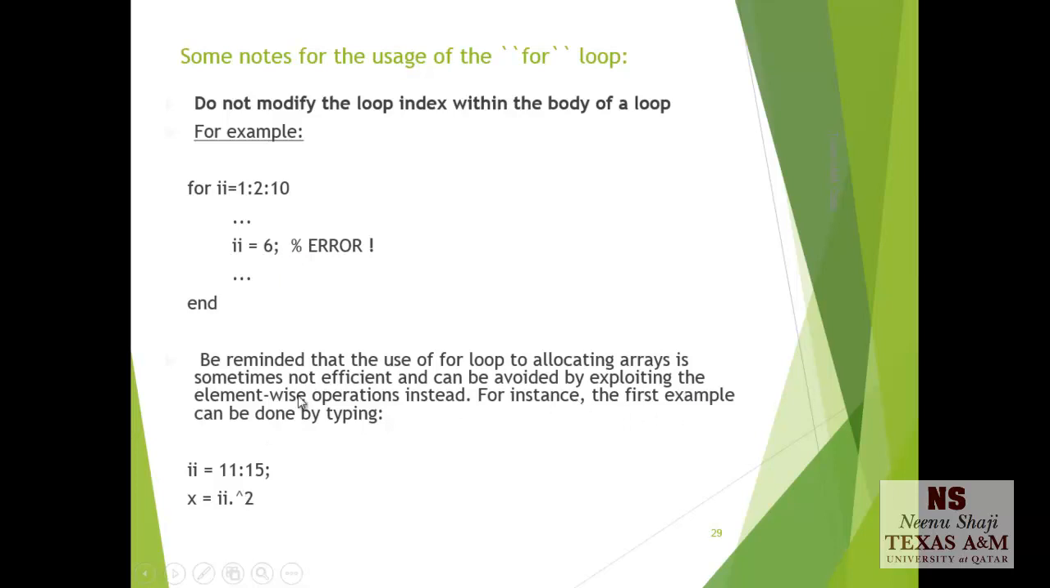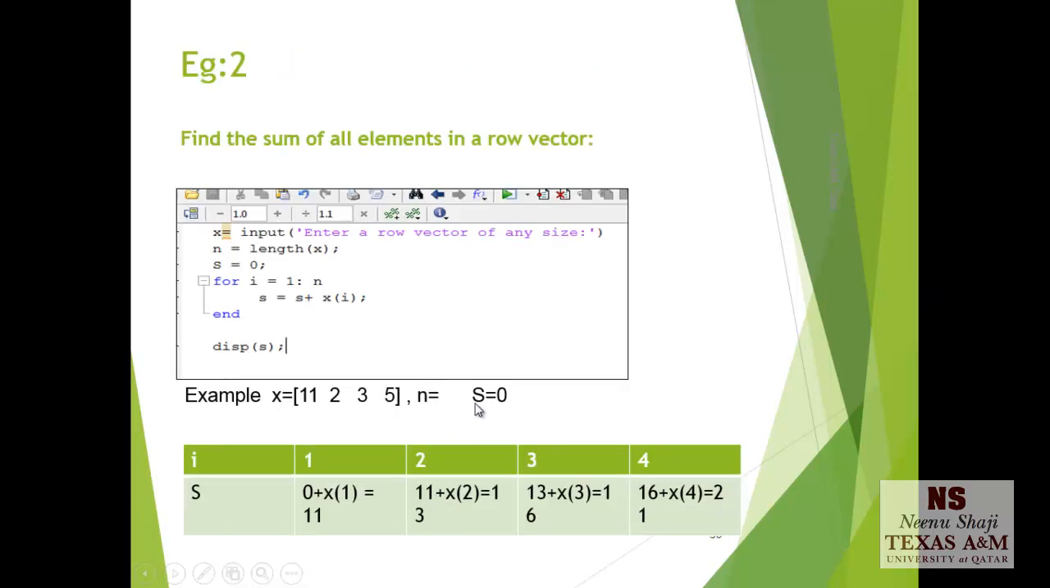Another interesting application is the element-wise operations. For instance, I equal 11 to 15, that is from the first example. You can square every element using the dot operator instead of using the for loop. So in fact, the element-wise operations is faster than using a for loop.